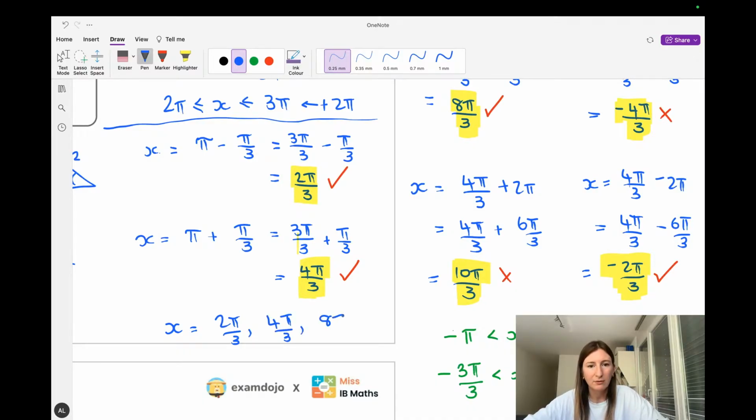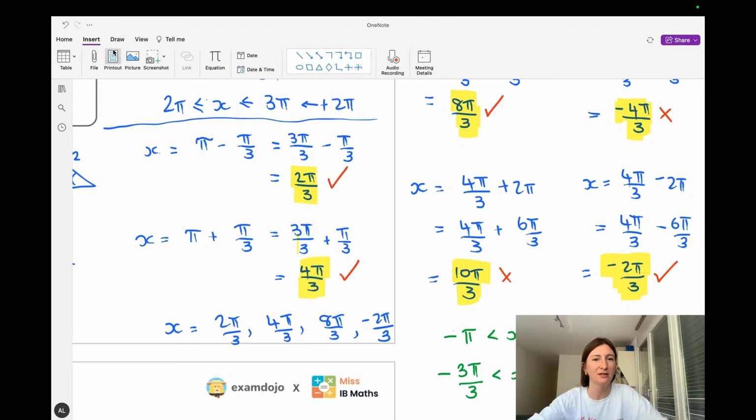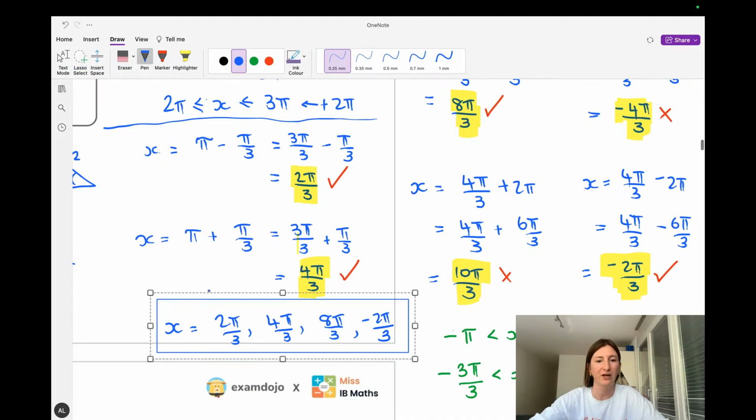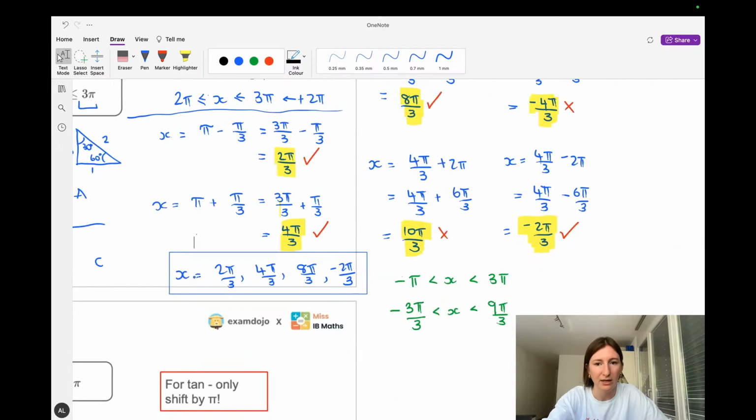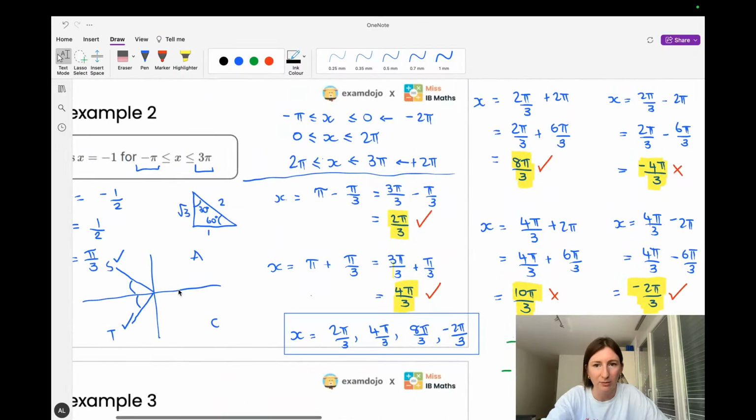You don't have to do them in order. It's neat to do that, but you don't have to. Nobody has time for that in your exams. All right, what a mission. So there we have our 4 solutions. All good. Let's put it in a nice fancy box. There we go, final answer. You have found your 4 solutions within your domain. So a lot going on there. I hope I didn't lose you.